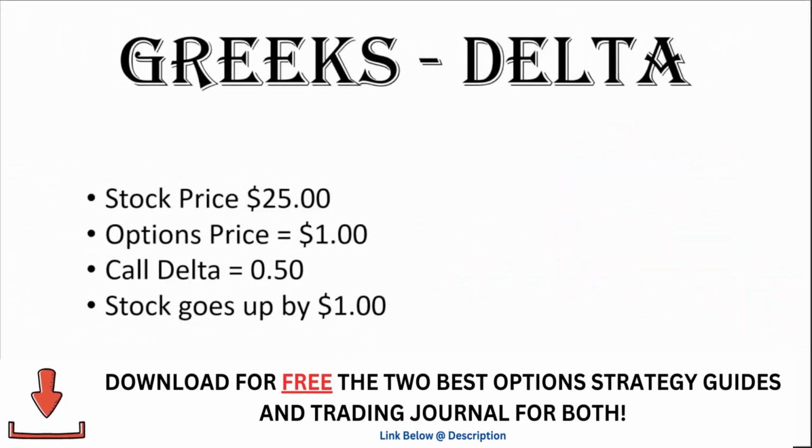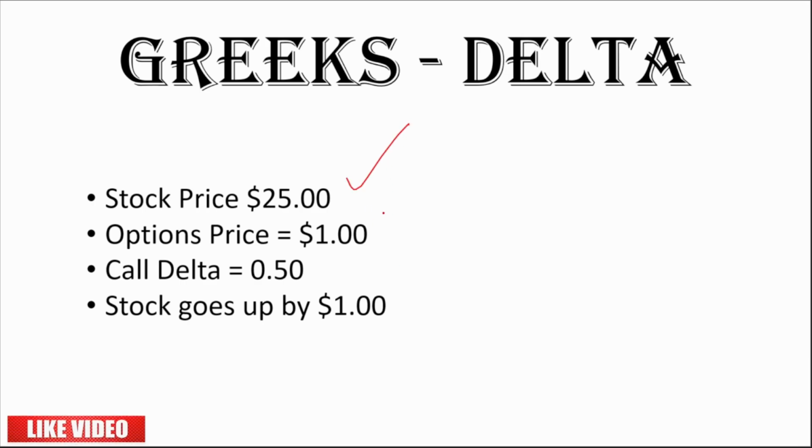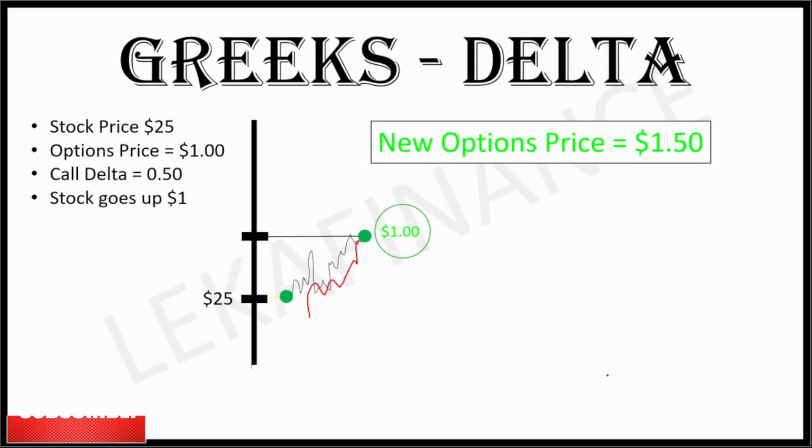Here is a quick example. Let's say a call option contract has the following parameters. The stock price, $25. The option price, $1. The call delta, 0.5. And the stock goes up by $1. If the stock price goes up by $1, in theory, the price of a call option will go up about 50 cents. So in this case, the option goes from $1 all the way up to $1.50.